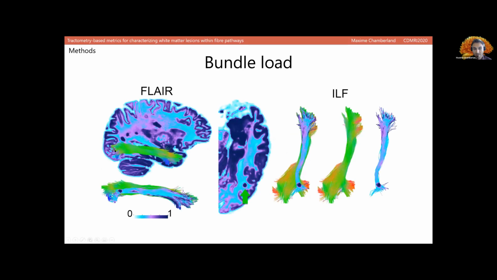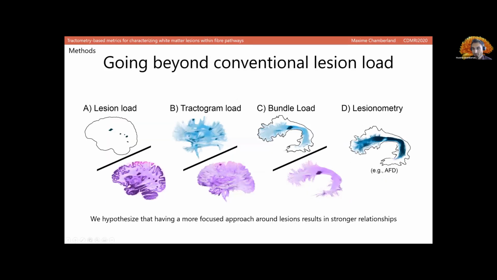Imagine you have a bundle like the ILF, and we have a lesion here. And if you just look at which portions of the tracks pass through that lesion, you can easily compute this ratio of lesion bundle over the entire bundle. So the blue over the green. And this gives us a nice ratio from 0 to 1.